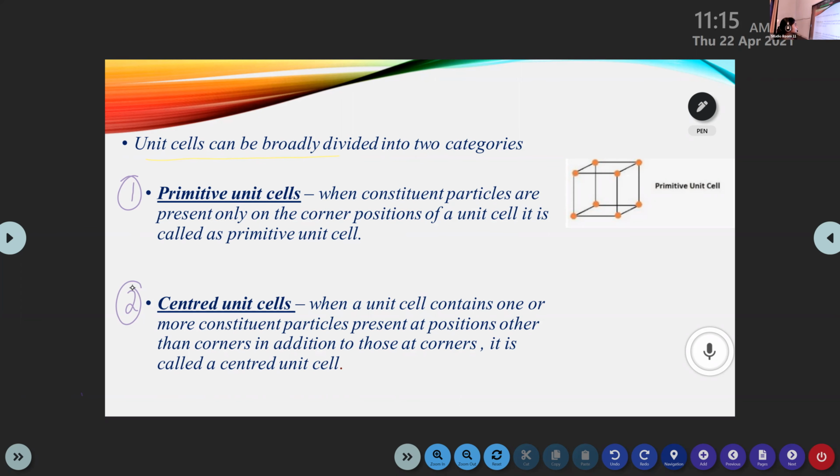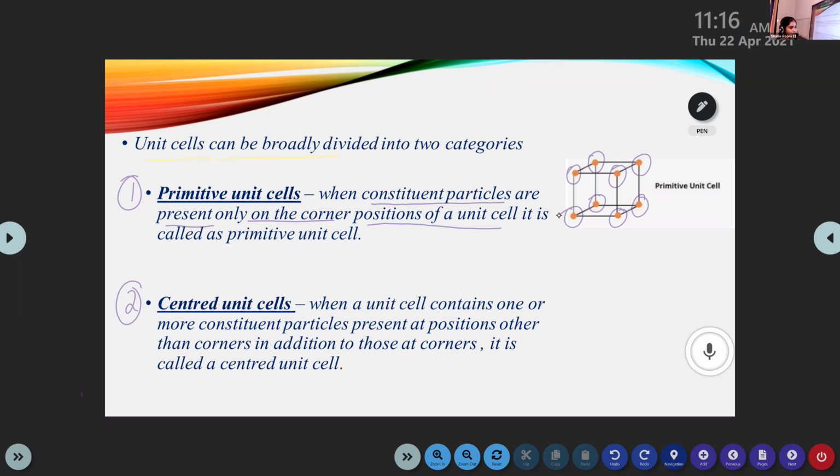It's very simple. First, in the case of a primitive unit cell, in the case of a cube, you can look into this image. How many corners are there for a cube? How many corners? Tell me. 8, right? So in a primitive unit cell, the constituent particles are present only on the corner positions of a unit cell. That means in the case of a cube, 8 corners.